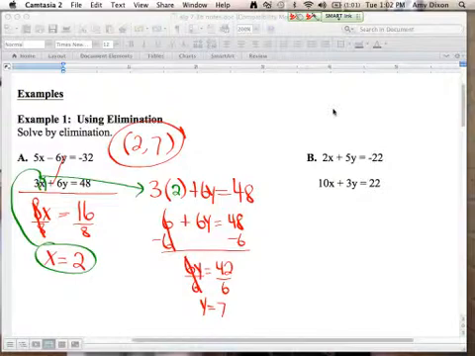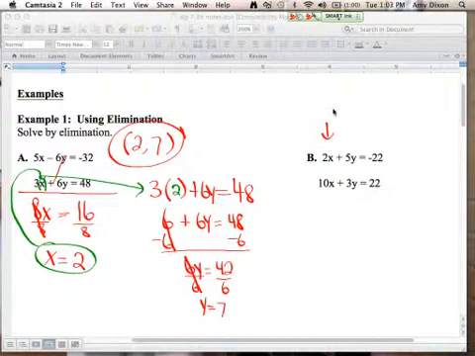I want you to focus on the x terms, the 2x and the 10x. The bottom one is a positive 10x, right? What would be really nice if this x coefficient was? What would help it cancel out? If it were a negative 10, right? Can we make the 2 a negative 10? No. I can't just change it to a negative 10, but what can I do?